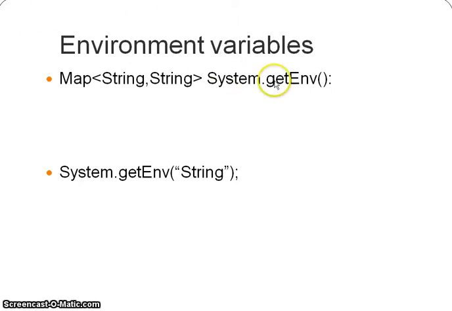We have a getEnv method in the System class which will return a map of strings, a map of path names and values. So System.getEnv will return a collection. We need to iterate through the collection of values and pass the environment variable name, which will return the value. So in this map we'll have an environment variable name and the value. System.getEnv will give all the environment variables which are specific to our operating system.